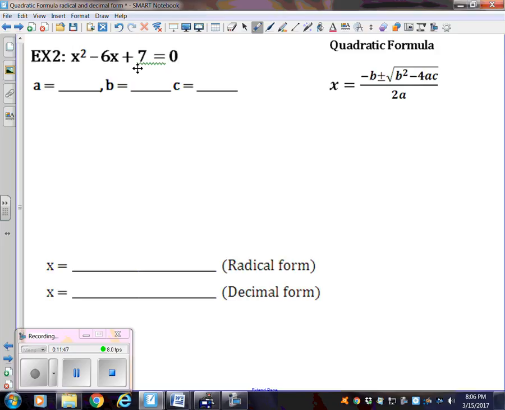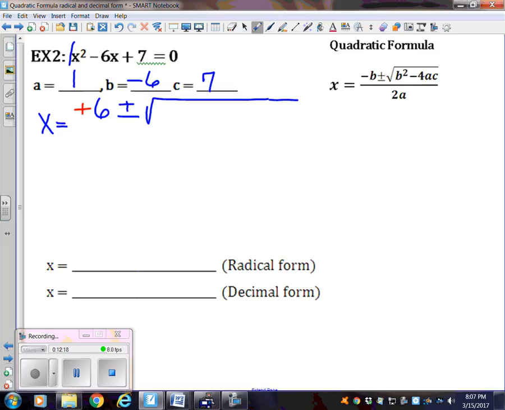So I'm going to find my values. A would have to be the number in front of x squared, so it's a 1. B is negative 6, and C is positive 7. All right? Here's our formula. X equals. Remember, we're solving for x. Opposite of B. So this time, opposite of B is positive 6, because it started as negative. Plus or minus, and I'm using both at the same time. Square root of, and it should be a long square root.